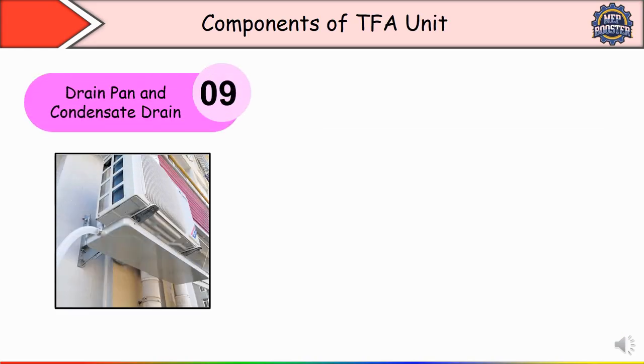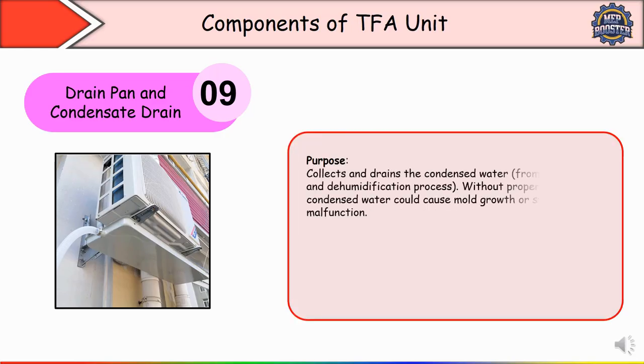Now the last component of the TFA that we have to discuss is the drain pan and condensate drain. So what is the main purpose? Simple. The drain pan collects water that condenses from the air as it passes over the cooling coil due to dehumidification. The condensate drain ensures that this water is removed from the system.